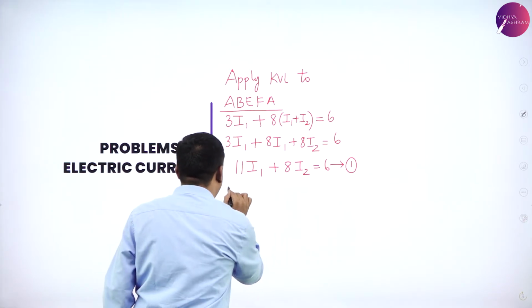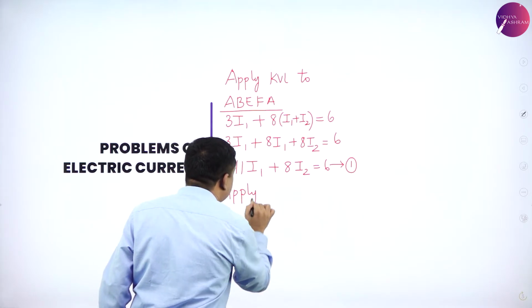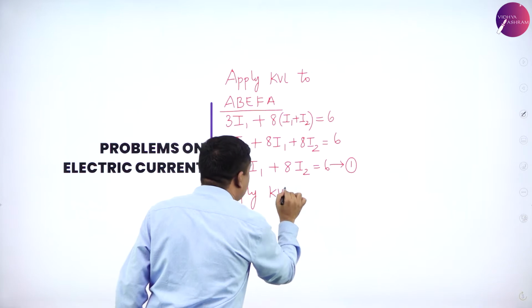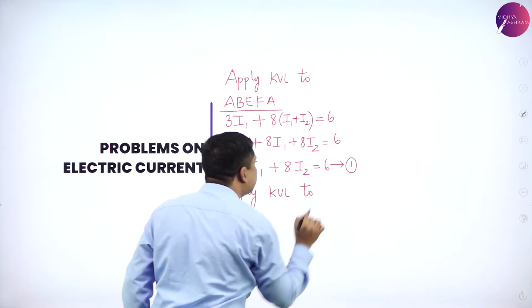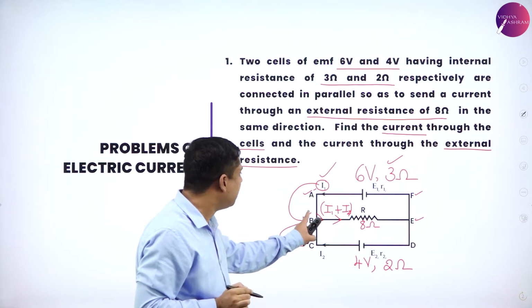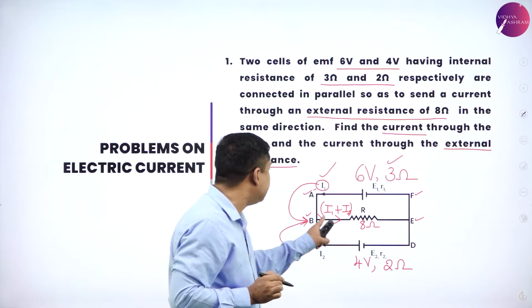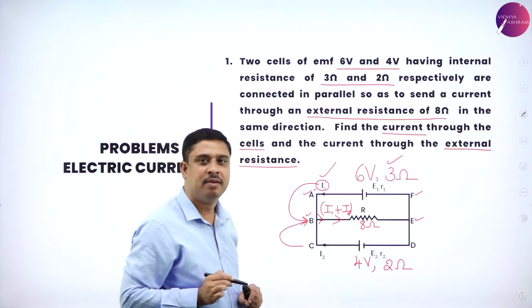Similarly, I will apply Kirchhoff's voltage law to this second mesh. Which is the second mesh? B, E, D, C, B.